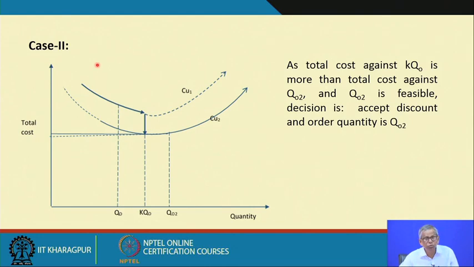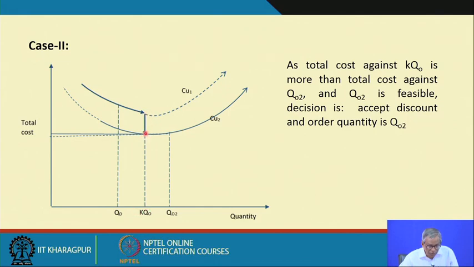Next one is case 2. Now you are moving on this line without discount, CU1. You reach here and you cross Q0 also over here, Q0 is the minimum line. Now you reach over here and you are offered a discount at K into Q0. Here obviously the value of K is greater than 1. In the previous case the value of K was less than 1. So here it is greater than 1.